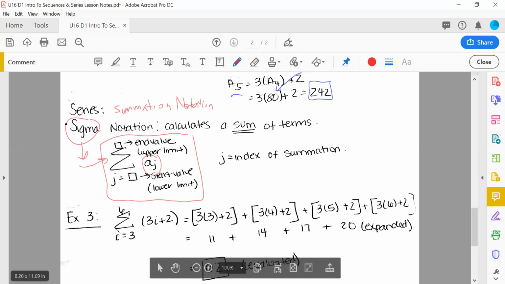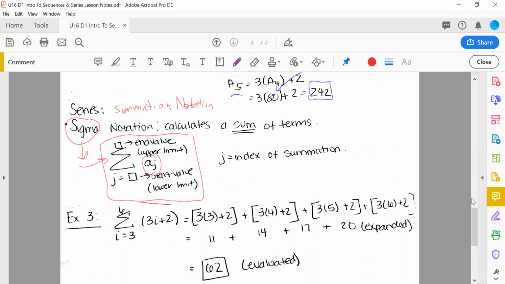That's it. So here, the sum as i goes from 3 to 6 of 3i plus 2. Here is the summation notation right here. So what am I plugging in first for i? I'm plugging in 3. So 3 times 3 plus 2. Then integer by integer, I do 3 times 4 plus 2, 3 times 5 plus 2, until I get to the upper number, which is 3 times 6 plus 2. So you get 11, you get 14, you get 17, you get 20.